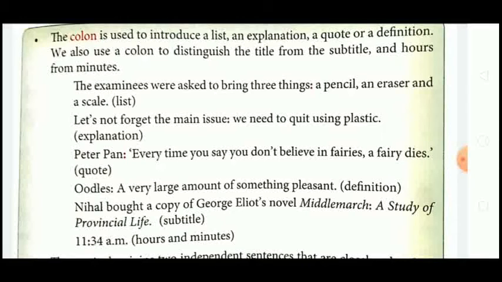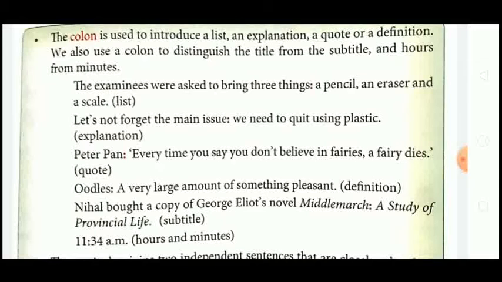Peter Pan: Every time you say you don't believe in fairies, a fairy dies. Quotes. Here, the exact words or the good words spoken by Peter. To show that we have used colon. Odourless: a very large amount of something pleasant. Definition. Here, any definition. To show that we use colon marks.